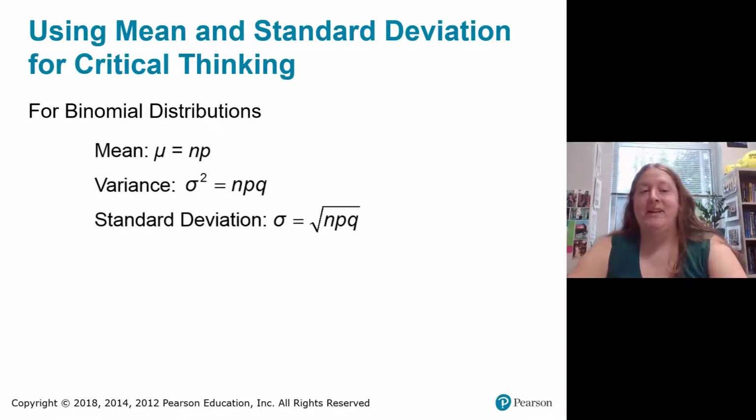All right, finding the mean and the standard deviation. When we have binomial distributions, it's really simple to find the mean. We take the number of trials and multiply it times the probability of success. That's the mean. To find the variance, we multiply the number of trials times the probability of success times the probability of failure. And as it always has been, to find the standard deviation, we take the square root of the variance. So the square root of the number of trials times the probability of success times the probability of failure.